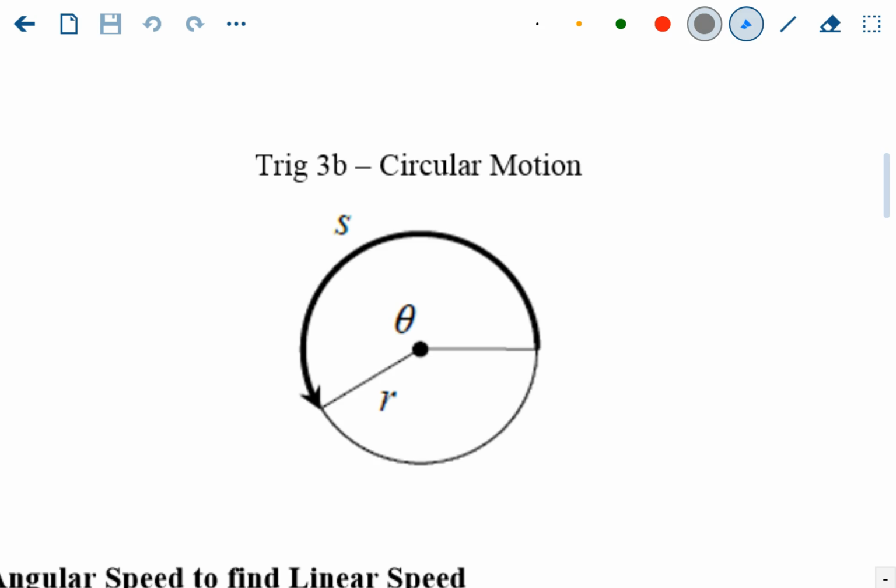You're either finding the linear speed, which is the speed at which an object follows a circular path. That involves the arc length and a time. Or you're finding an angular speed, which measures how fast the angle changes. So it's the angle over time. Again, linear speed is the distance, or in this case for circular motion, the arc length over time, and angular speed is the angle over time, usually like revolutions per minute.